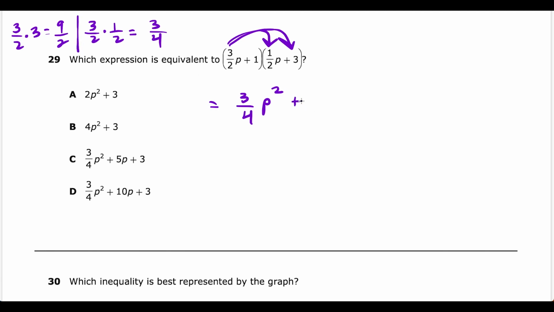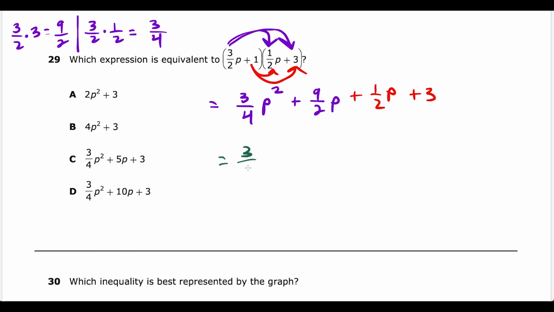So we would have plus 9 over 2 times p, because once again, we're doing 3 over 2p times 3. And then next up, we're going to distribute a 1, which is nice because anytime you multiply by 1, nothing happens. So we have 1 times 1/2 p would be 1/2 p. And then 1 times 3 is going to work out to just plus 3.